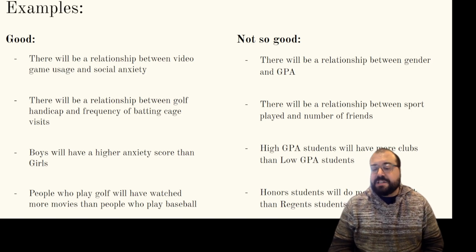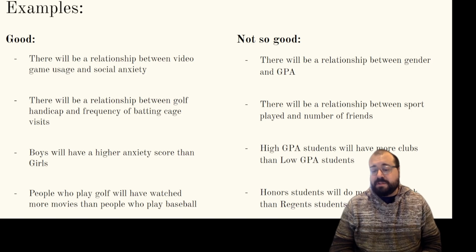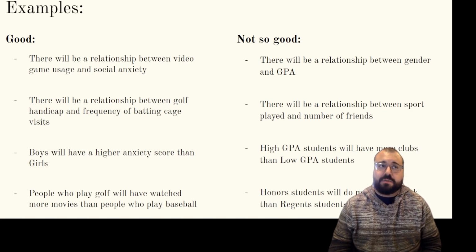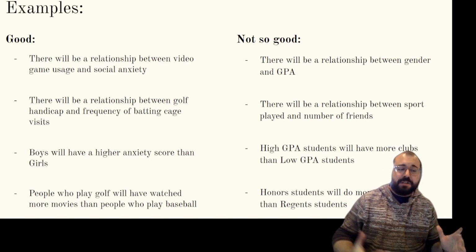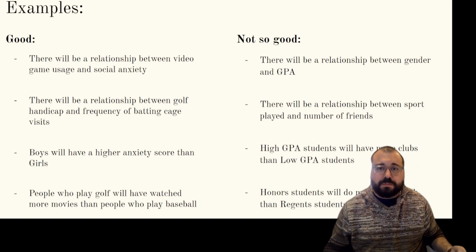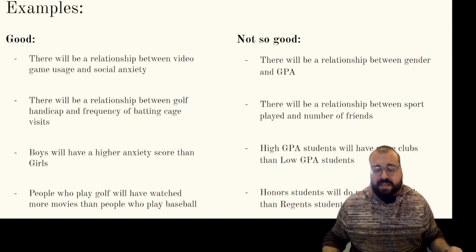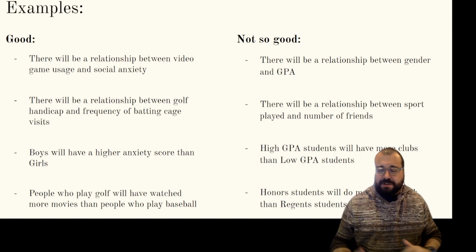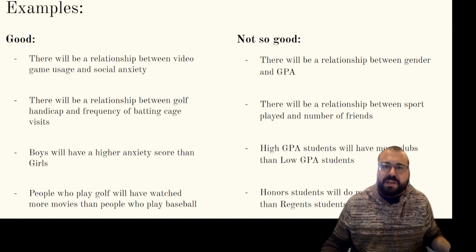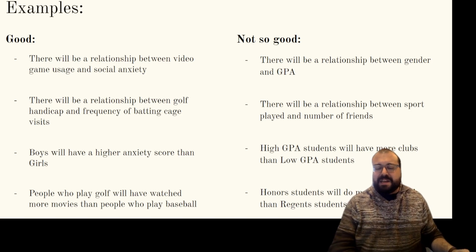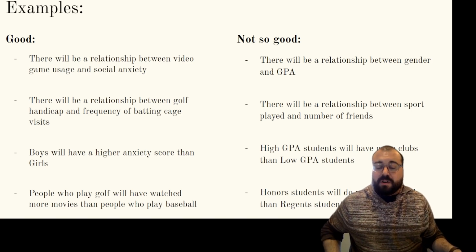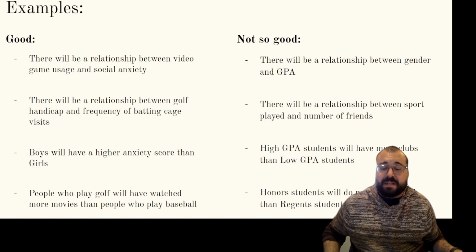Next, high GPA students will have more club involvement than low GPA students. So saying high GPA and low GPA aren't groups. GPA is a variable. It's going to vary amongst kids. So what makes a high GPA? What makes a low GPA? We don't really know. We don't know where to draw that line in the sand.